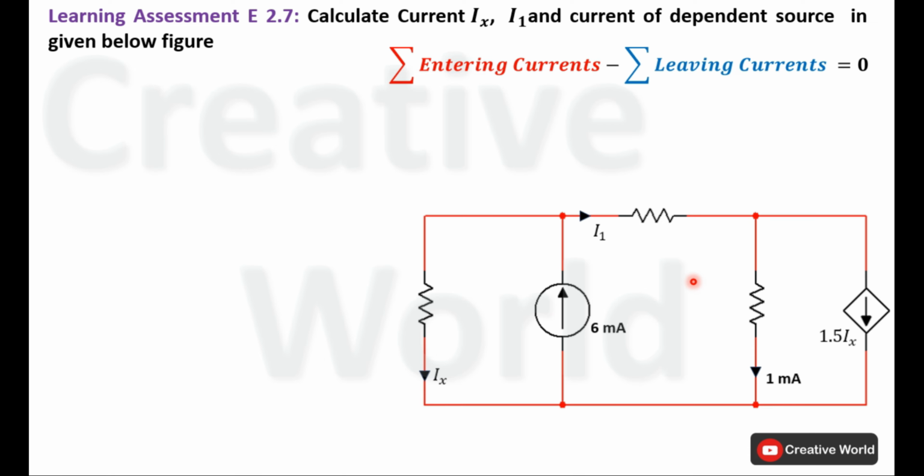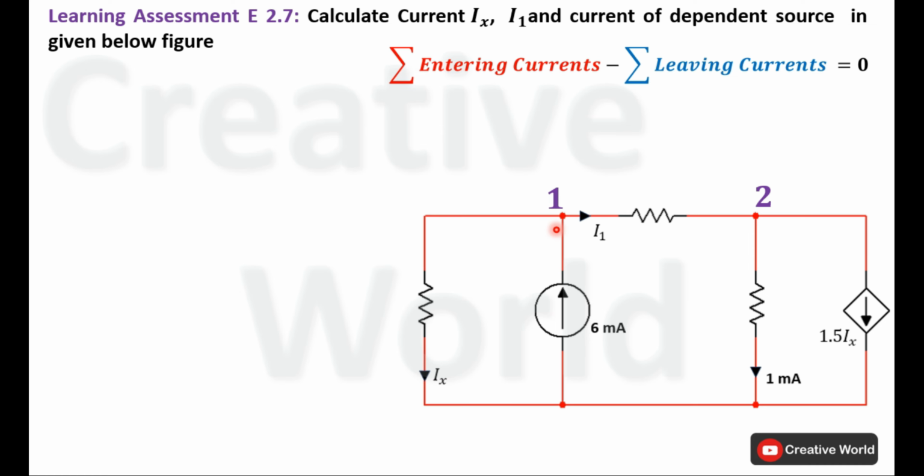Before we start the solution of this circuit, first we have to identify the number of nodes present in this circuit. If we observe, 3 nodes are present in this circuit. This is the reference or ground node. All currents on other nodes will be taken with the reference of this node. The remaining 2 nodes will be used for the solution of this problem. First we will mark these nodes with numbers. This is node 1 and this is node 2. We will start the solution of the problem from node 1.